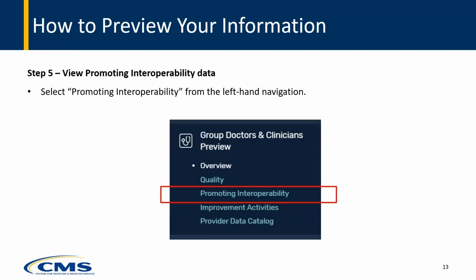Promoting interoperability performance information may also be available for you to preview. The steps for promoting interoperability are similar to those for the quality performance information. Start by selecting Promoting Interoperability from the left-hand navigation. If this tab doesn't display, it's because you don't have any Promoting Interoperability information to preview. Next slide, please.